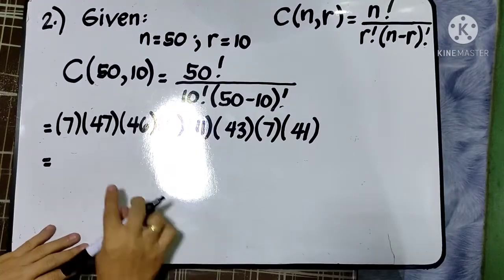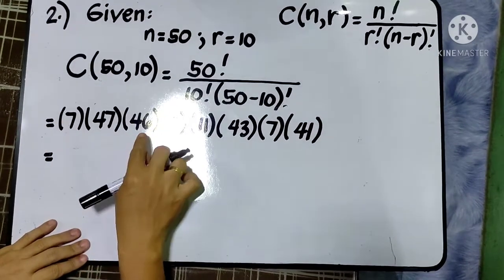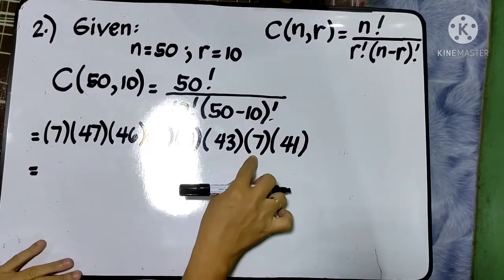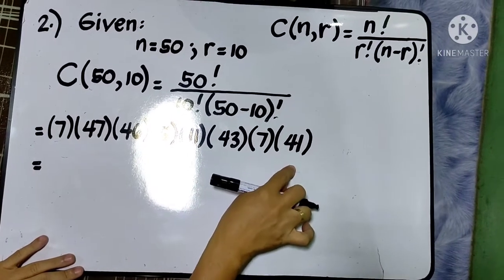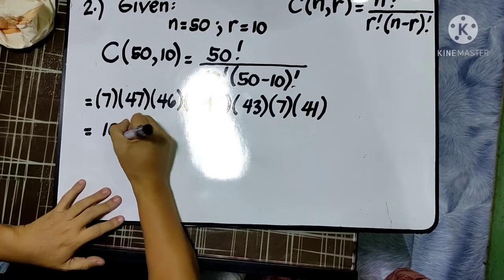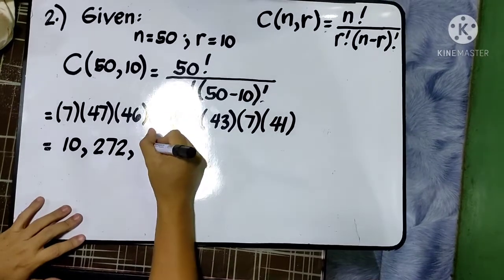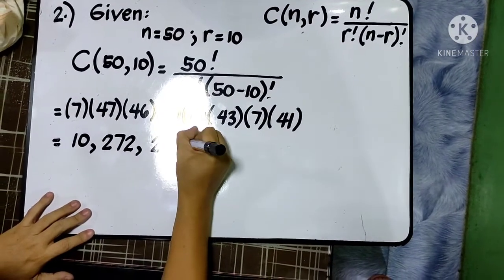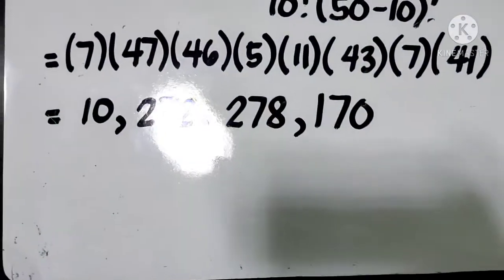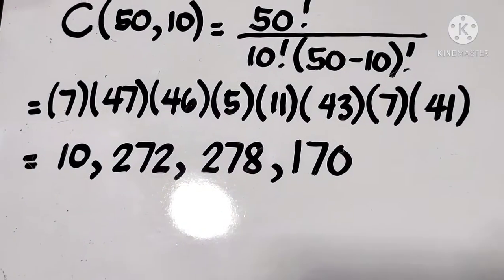Okay? Then, you're going to multiply everything. 7 times 47 times 46 times 5 times 11 times 43 times 7 times 41 is equal to 10 billion 272 million 278,170. That is the value of the combination of 50 taken 10.